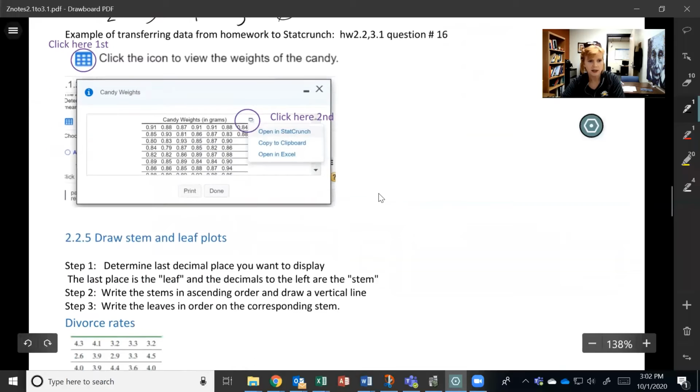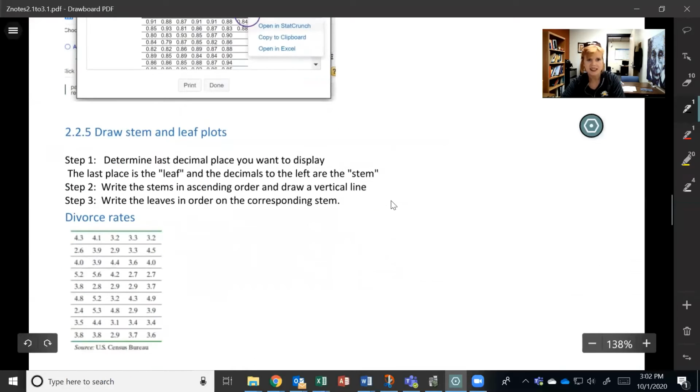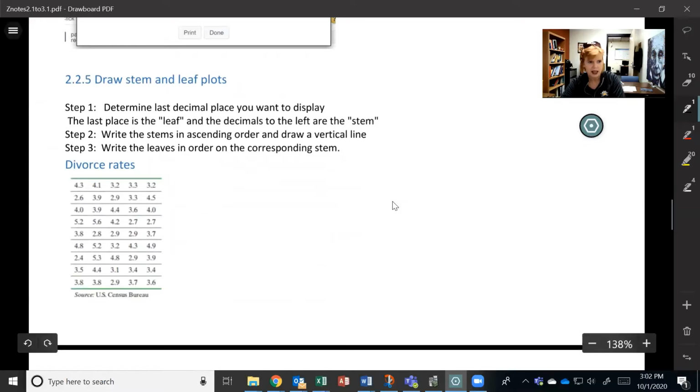All right, so another graph that we can do is called a stem and leaf plot. And I still have my divorce rates here. I've put them on your notes. And here's how you do a stem and leaf plot.